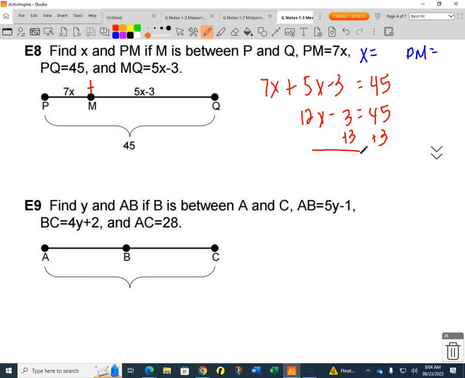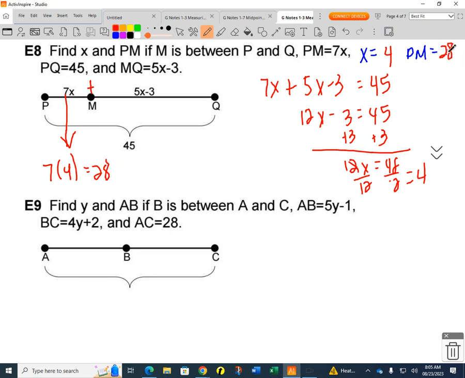We're solving the equation for x. Once we know what x is, then we can use that value in our expression here. Now this is not an equation, this is an expression to find out how long PM is. So now I know that x is 4. Well, I know PM is 7 times x. So 7 times 4 is the length of PM. That's where we get the 28. Make sense? That makes sense, Candace?